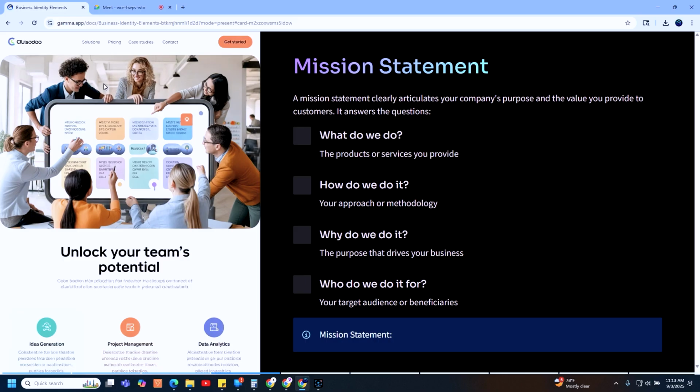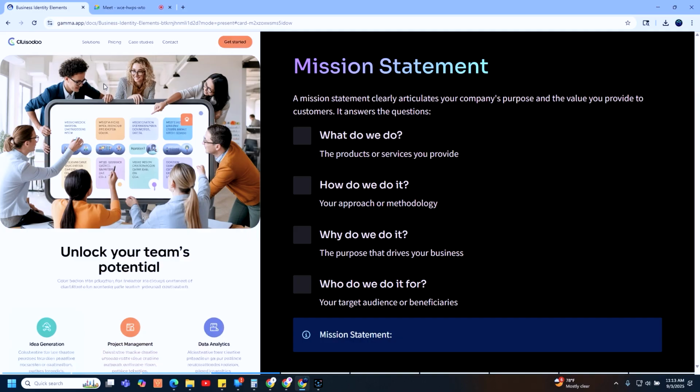Well, a mission statement clearly articulates your company's purpose and the value you provide to customers. It answers the questions: what do we do? The product and service you provide. How do we do it? Your approach or methodology. And why do we do it? The purpose that drives your business, and who do we do it for? Your target audience and beneficiaries.